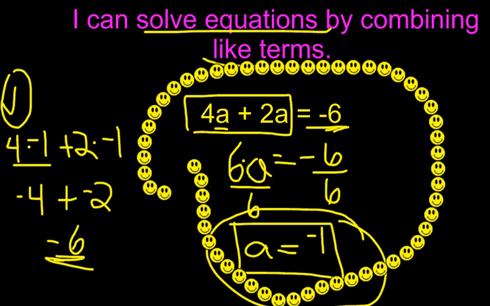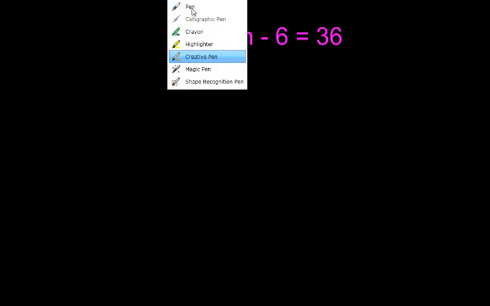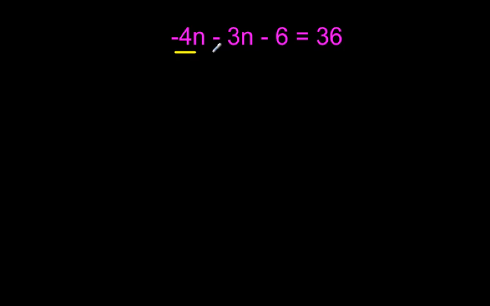Here we go. Let's try another one. I might have a problem like this: -4n minus 3n minus 6 equals 36. I have to combine my like terms. So to combine my like terms, I'm going to start by looking at my n's.